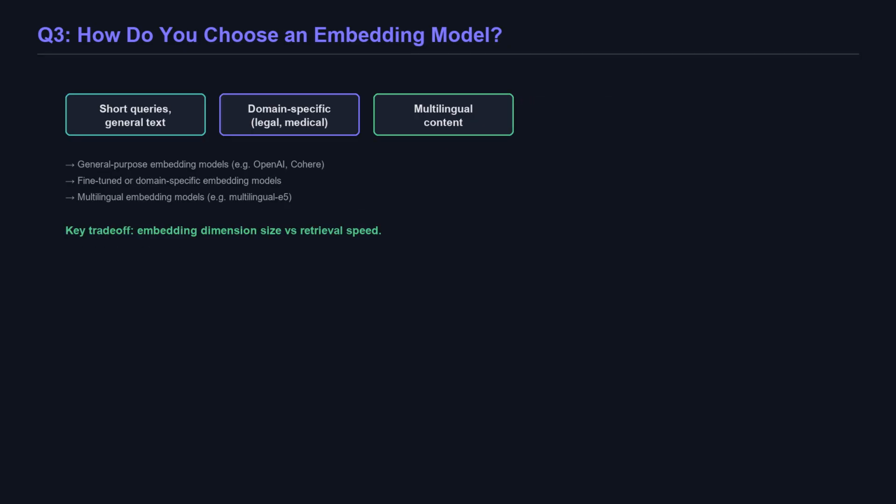Question 3. How do you choose an embedding model? It depends on your content. For general short queries and everyday text, general-purpose embedding models work well. For specialized domains like legal or medical documents, a fine-tuned or domain-specific embedding model captures terminology much better. And if you're working with multiple languages, you'll want a multilingual embedding model built for that. The key trade-off to mention in an interview is embedding dimension size versus retrieval speed. Larger embeddings capture more nuance, but cost more to search at scale.